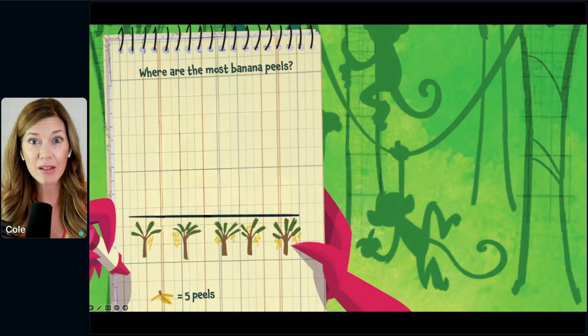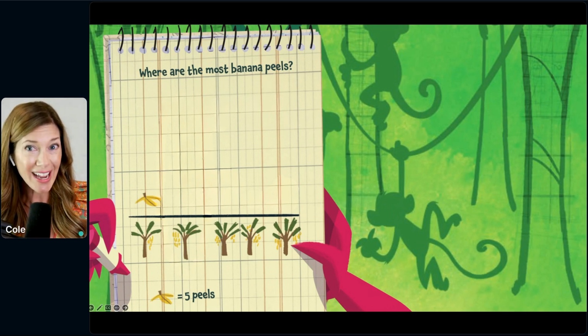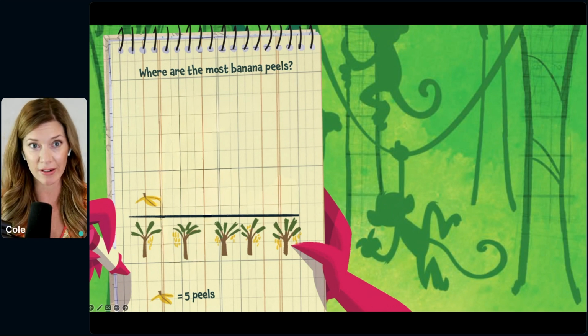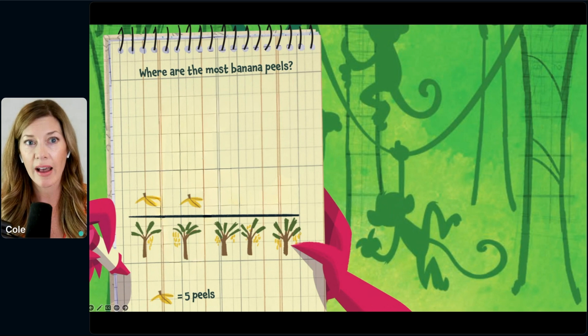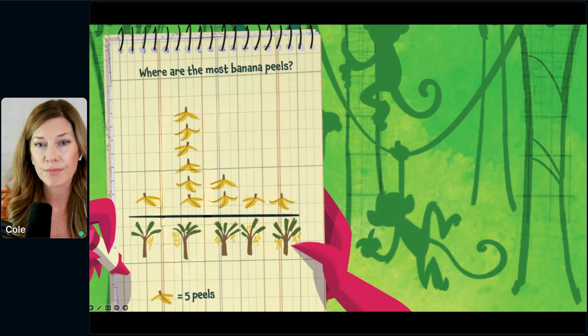There are 5 peels under the first tree. That's 1 banana peel drawing. The second tree has 30 peels underneath it. That's 5, 10, 15, 20, 25, 30 banana peel drawings. Let's quickly add the rest.